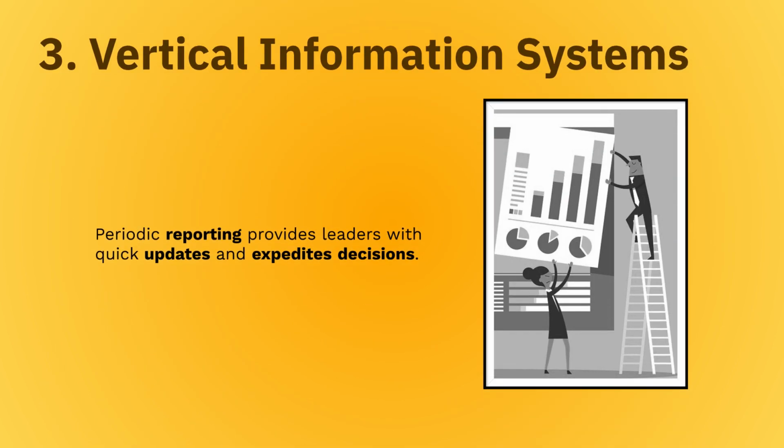The third strategy is to invest in vertical information systems. By proactively using data dashboards or routine reporting tools, leaders can be kept informed. Managers can get quick, relevant updates to help them make decisions quicker and more accurately.